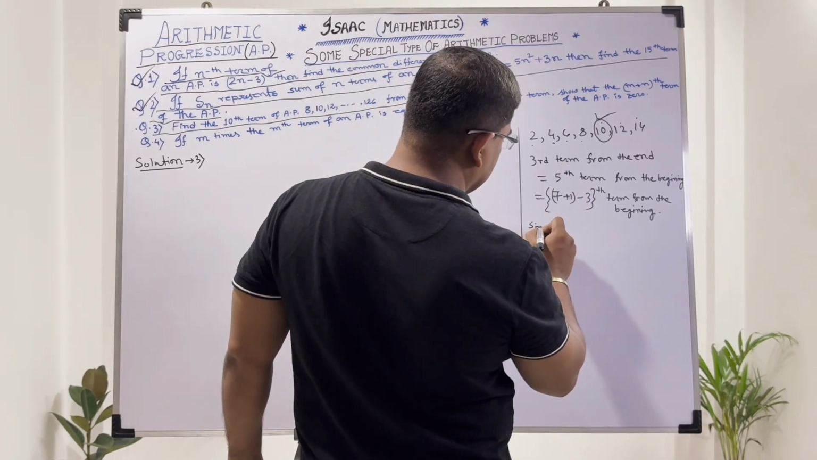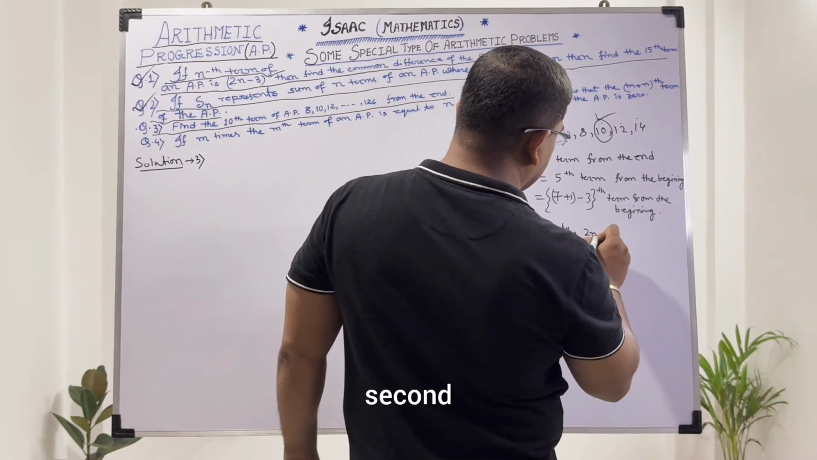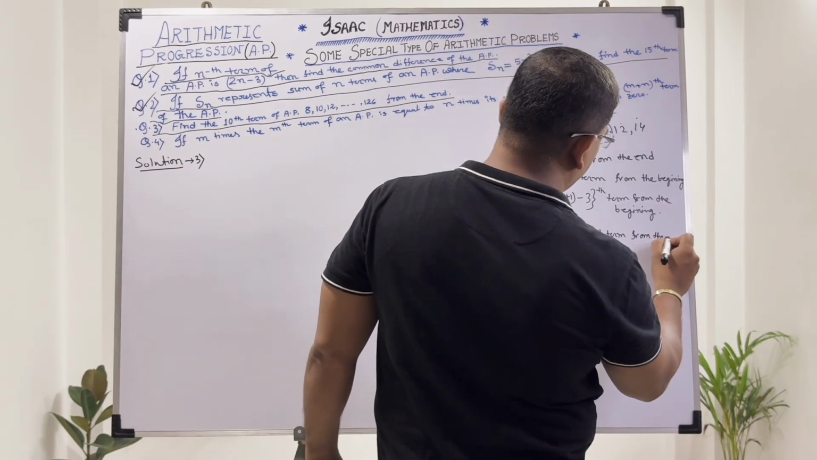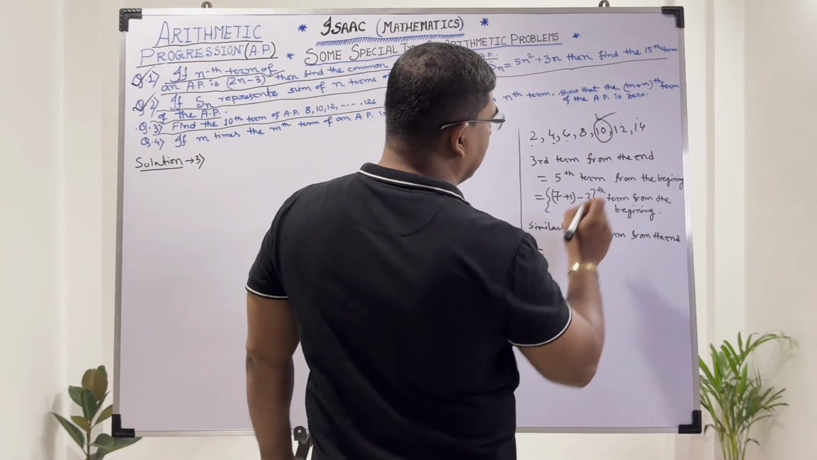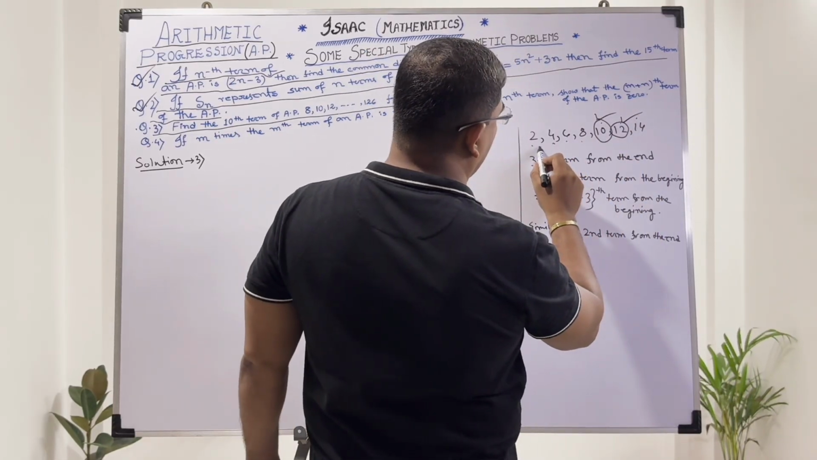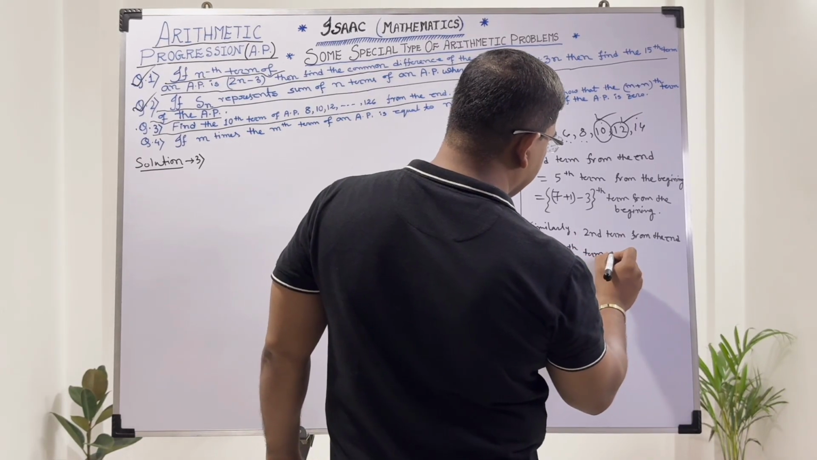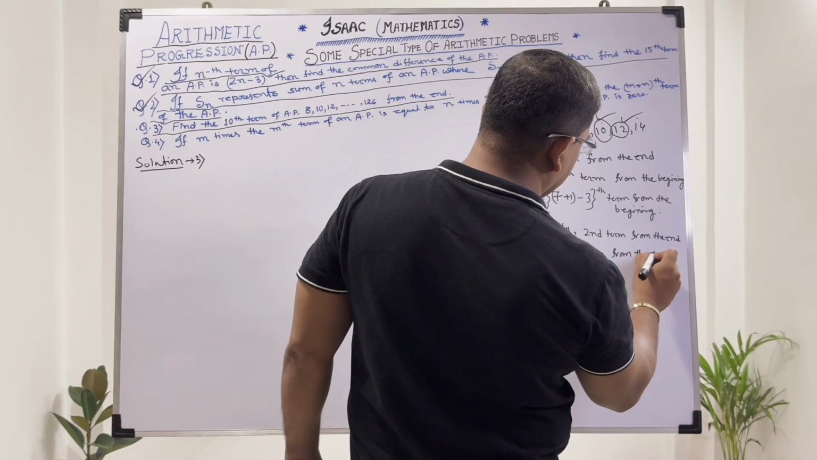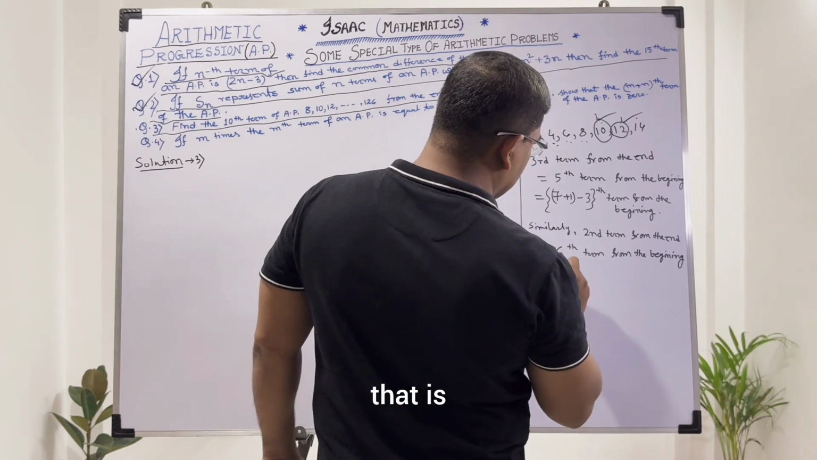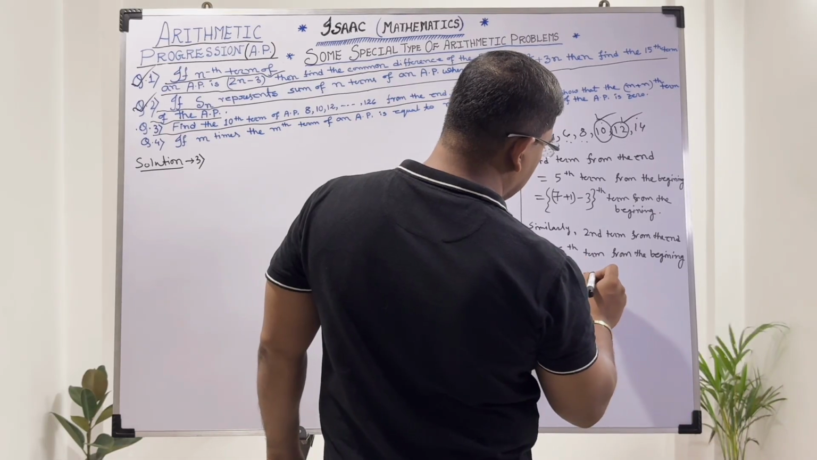Similarly, second term from the end. Second term from the end is 12, which is equal to 1, 2, 3, 4, 5, 6, the sixth term from the beginning, that is also 7 plus 1 minus 2.